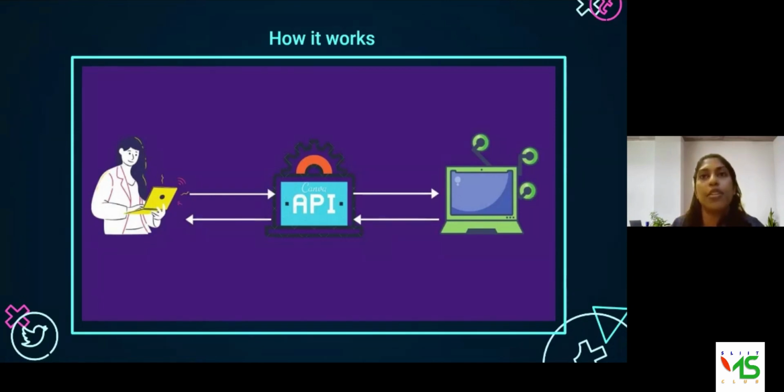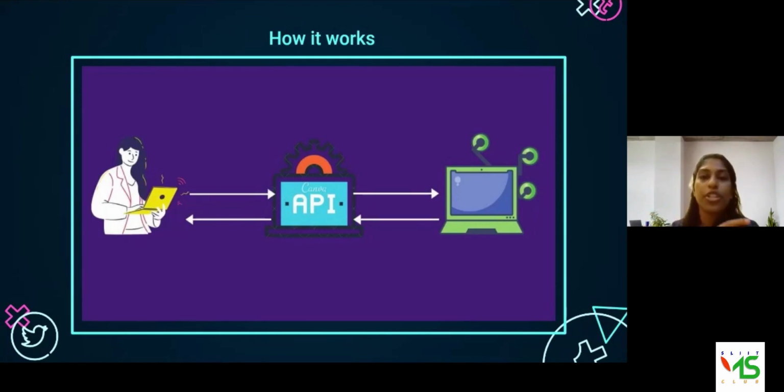Once person B confirms the request, the response will be sent back to person A, and he will be notified saying that person B has accepted your request. So this is the basic functionality of an API.